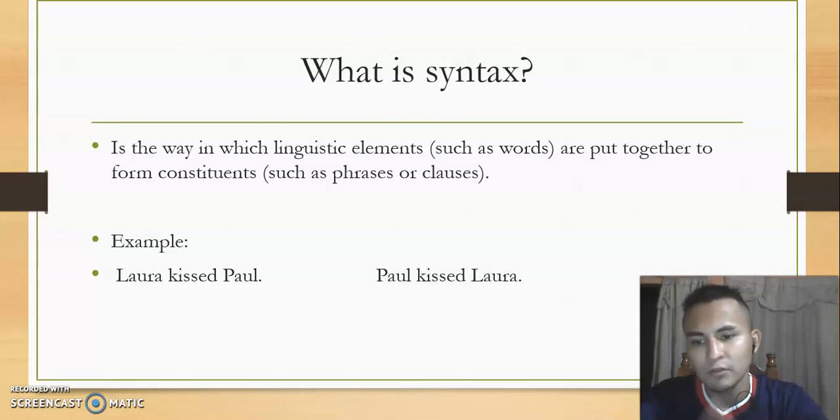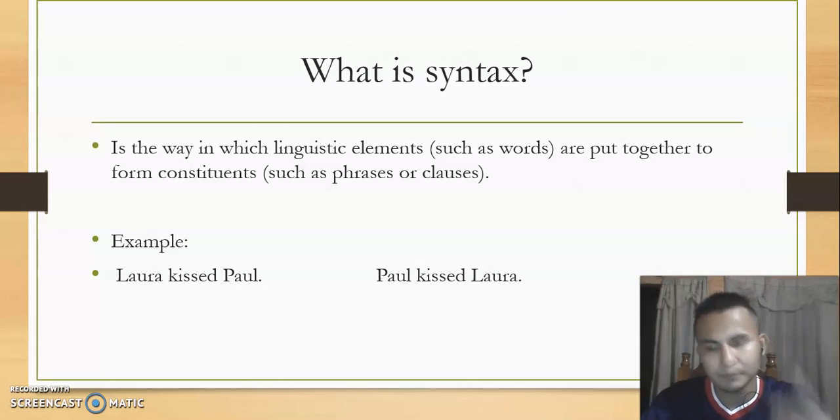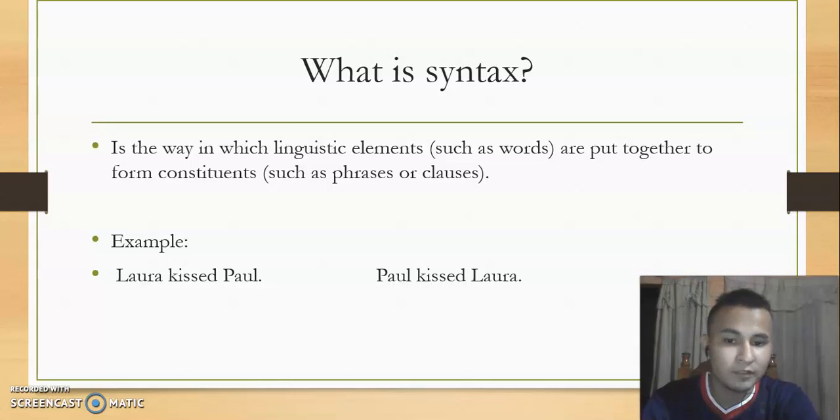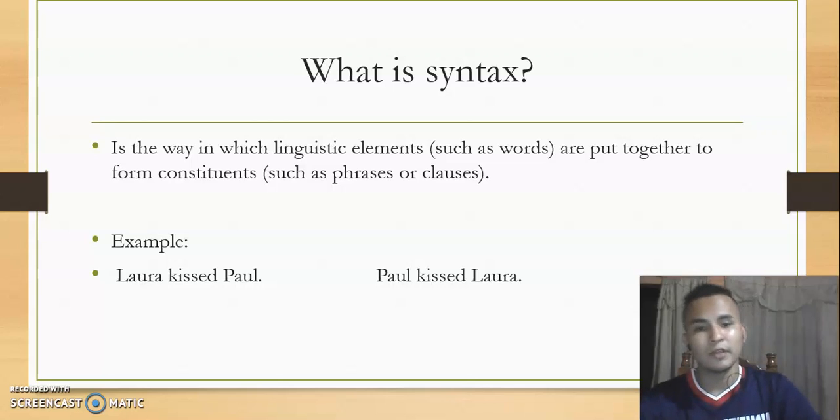As you can see, we have here an example. Laura kissed Paul, and Paul kissed Laura. We have the same words, but in different order. So you are not saying the same thing. Laura is the person that is doing the action in the first sentence, but in the second sentence, Paul is. The verb and the noun orders are indicating that Paul is the person that is doing the action.